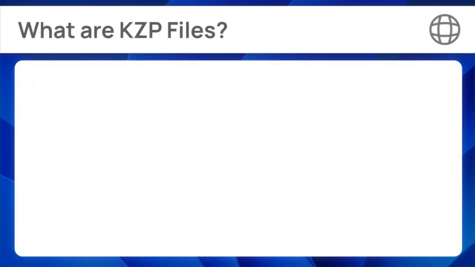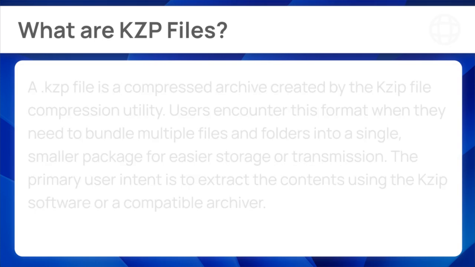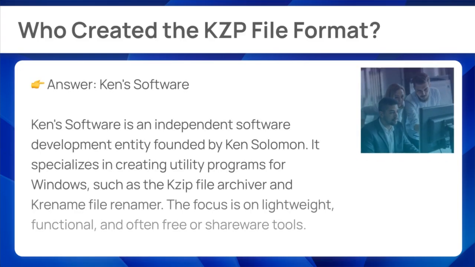A KZP file is a compressed archive created by the Kzip file compression utility. Users encounter this format when they need to bundle multiple files and folders into a single smaller package for easier storage or transmission. The primary user intent is to extract the contents using the Kzip software or a compatible archiver.